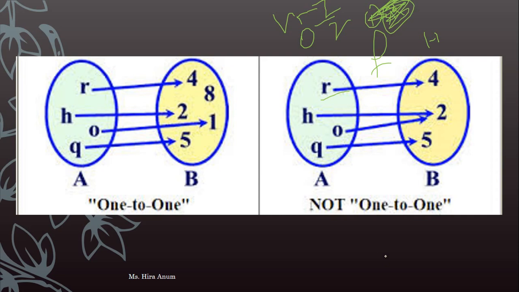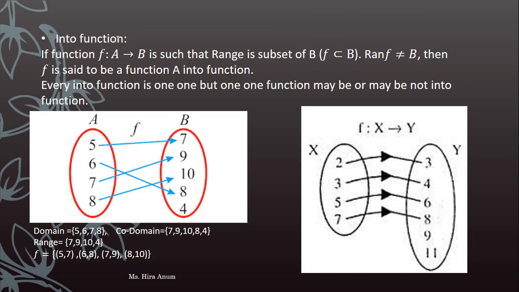You can see here the range value is 1, but the domain values are 2. Two domain elements have the same value of range. This is not a one-one function. So this is a function but not a one-one function. This is a one-one function and function. Into function.